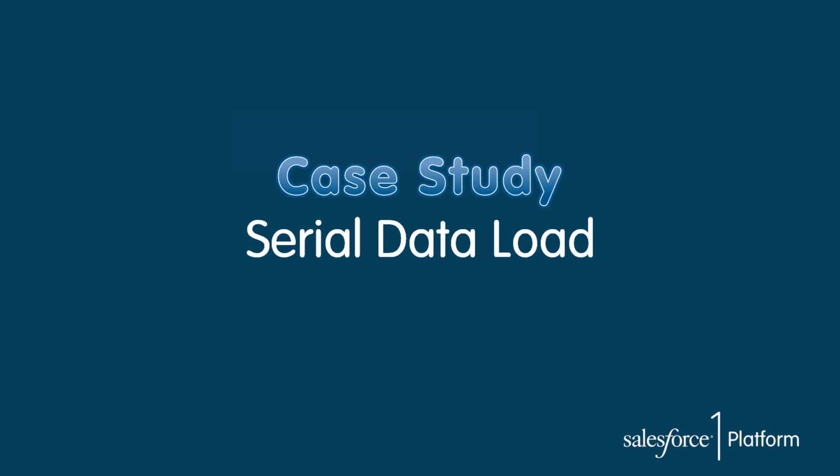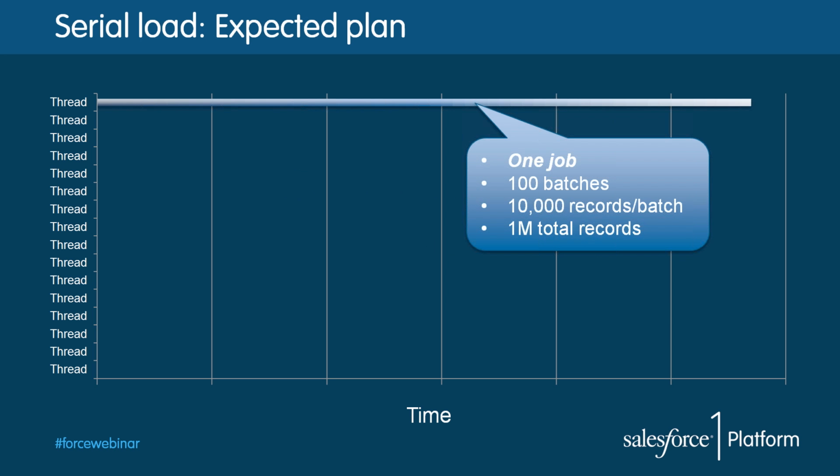Now, as you can expect, what we do with a serial data load is we just load all the records in one by one using the bulk API, and it's going to be the slowest way to do it, but it's always going to be guaranteed to finish. And this is the example here. We've got only one thread being used.